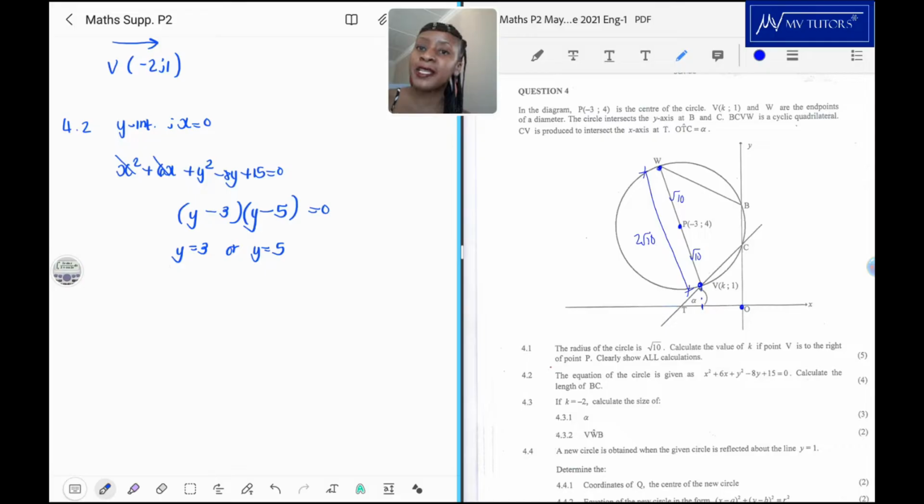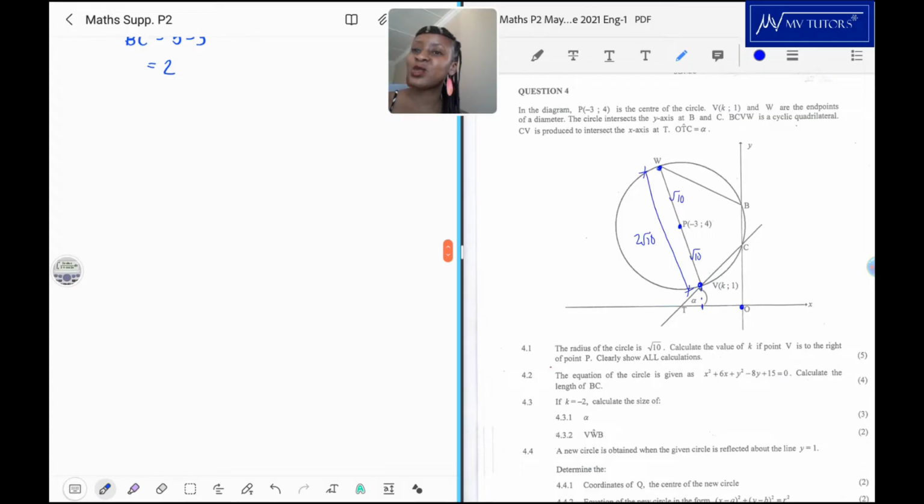Okay, so basically C will be the one with 3. Okay, and B, since it's higher up, it'll be the one with 5. And now they asked for the length of BC. Okay, so let's not forget what we're doing here. Okay, so the length of BC is just the difference between the 3 and 5. 3 and 5, I'm already thinking ahead, and that is 2. So the length of BC is 2. Okay, now we get to 4.3.